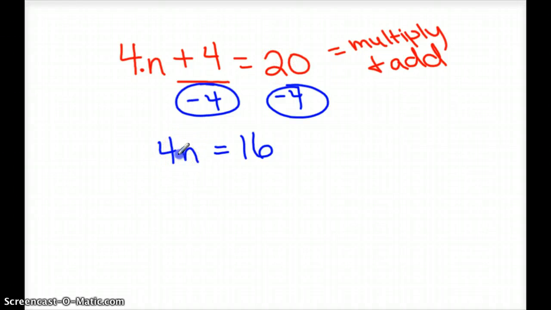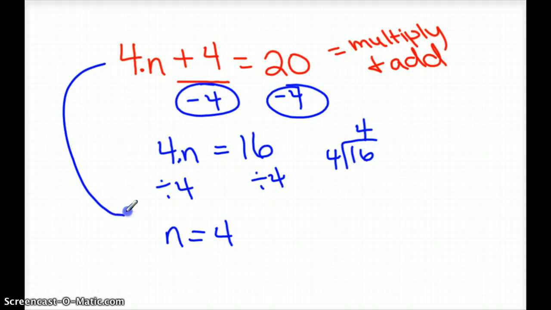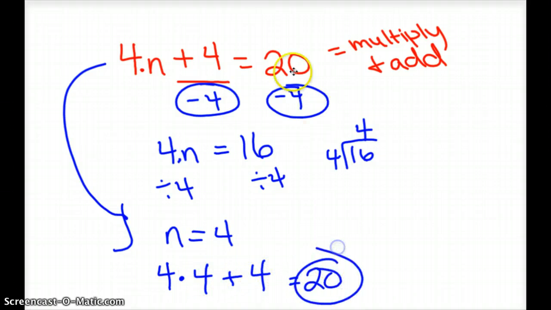So now I have my invisible multiplying sign. So the opposite of multiplying would be to divide. So if I divide by 4 and divide by 4, I know 16 divided by 4 is 4. So then that would mean n equals 4. Now I'm always going to double check. So let's go back up here and plug it in. So I have 4 times 4 plus 4. So 4 times 4 is 16. 16 plus 4 is equal to 20. So I got the same answer. So I know n equals 4.